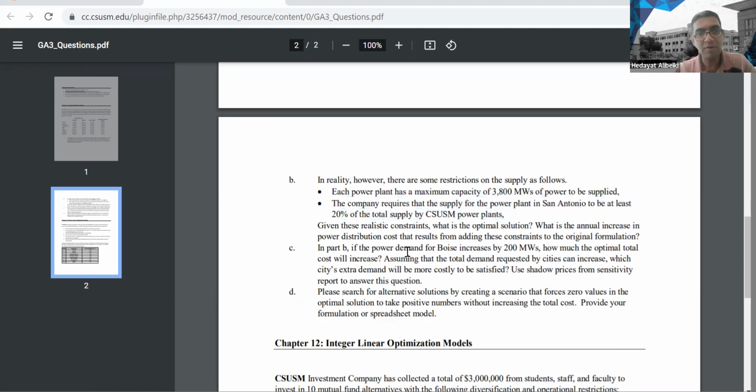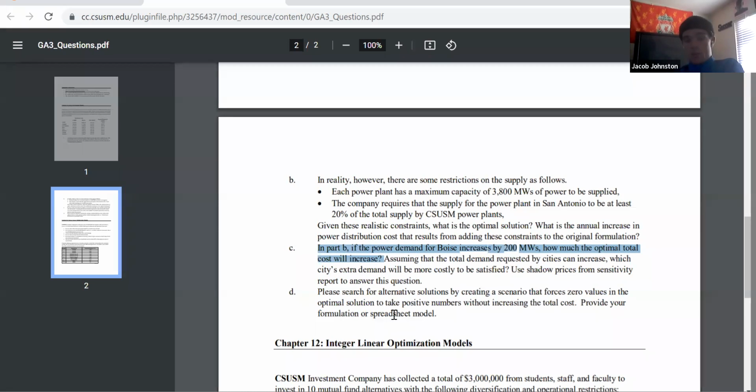In part B, if the power demand for boys increases by 200 megawatts, how much will the optimal total cost increase? How do we answer this question? Sensitivity report. Jacob, did you say sensitivity report? Yes, you got it. You look at the sensitivity report. So which part of the sensitivity report do we look at? The shadow prices.